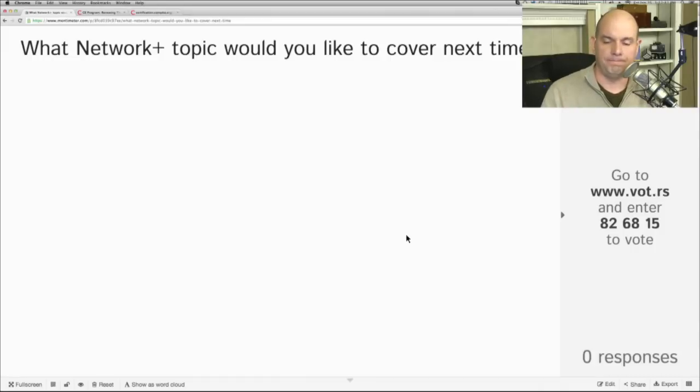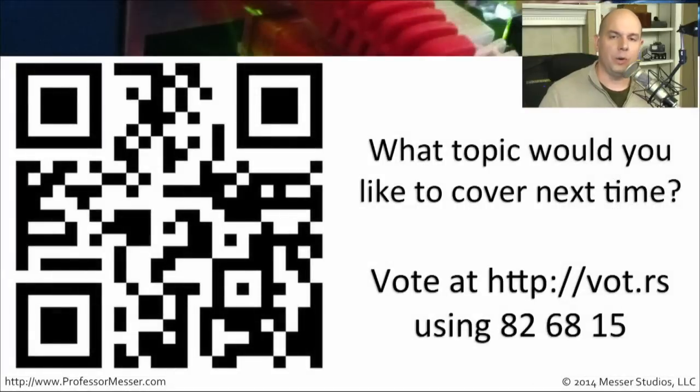Now, before we close out the study group, I have a question for you because I like to know what you want to get on your Network Plus study group for next time. So I have a vote that you can do, and this is not a multiple choice question. This is one where you can type in the information that you would like to have in that list. You can go to vot.rs number 826815 or click that QR code reader, and it will show me the list of things that you would like to cover next time.